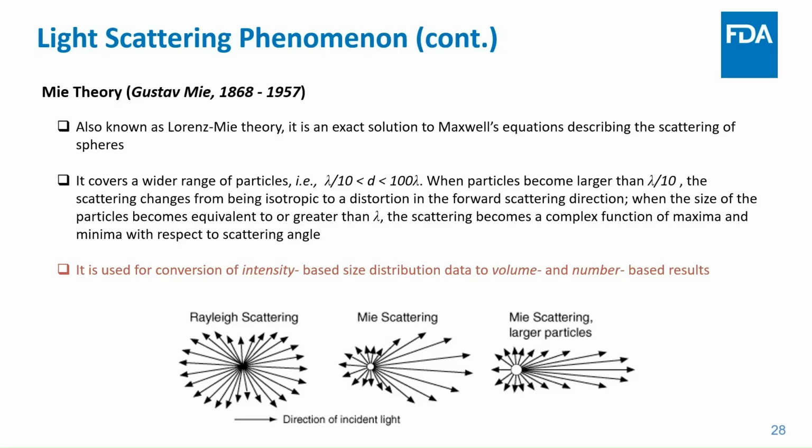So what's showing at the bottom right is the Mie scattering for the larger particles when the size is approaching the wavelength of light. And again, by placing the sensor at different scattering angles, you can get the size results through that.